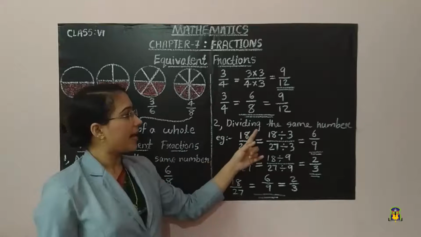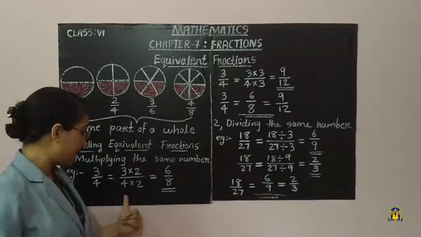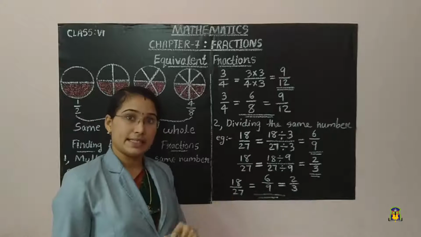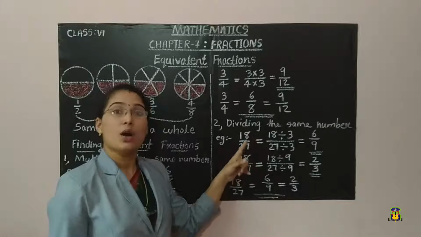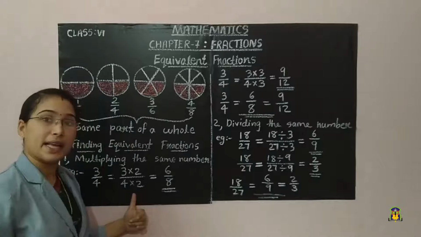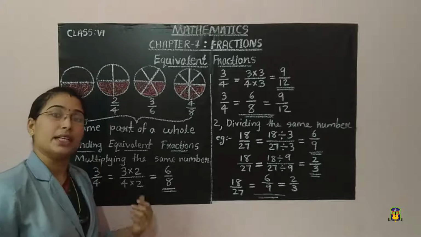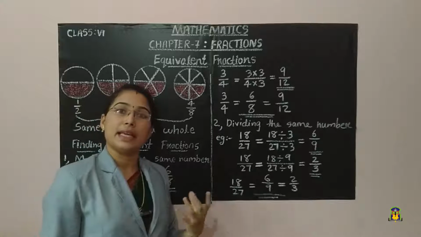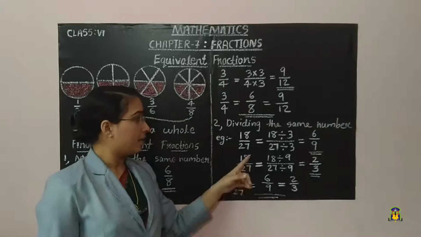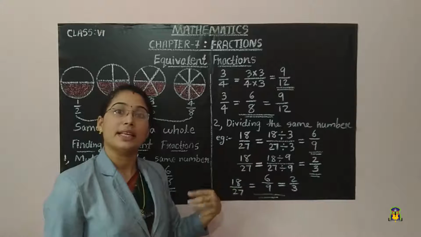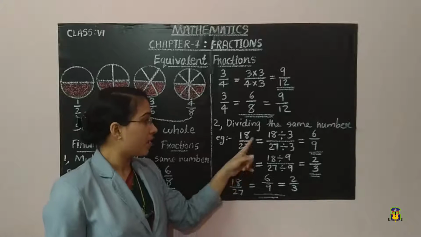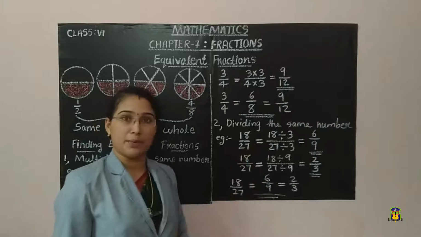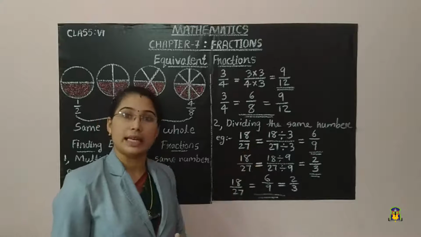Another method, dividing by the same number. Here we studied multiplying. The same way we can divide. But there is a condition, we can take only common factors. When multiplying we can take any number, infinitely many numbers, and we will get infinitely many equivalent fractions. Here there is a condition, we can take only a common factor because we want to divide both the numerator and denominator by the same number. So only a common factor is possible.